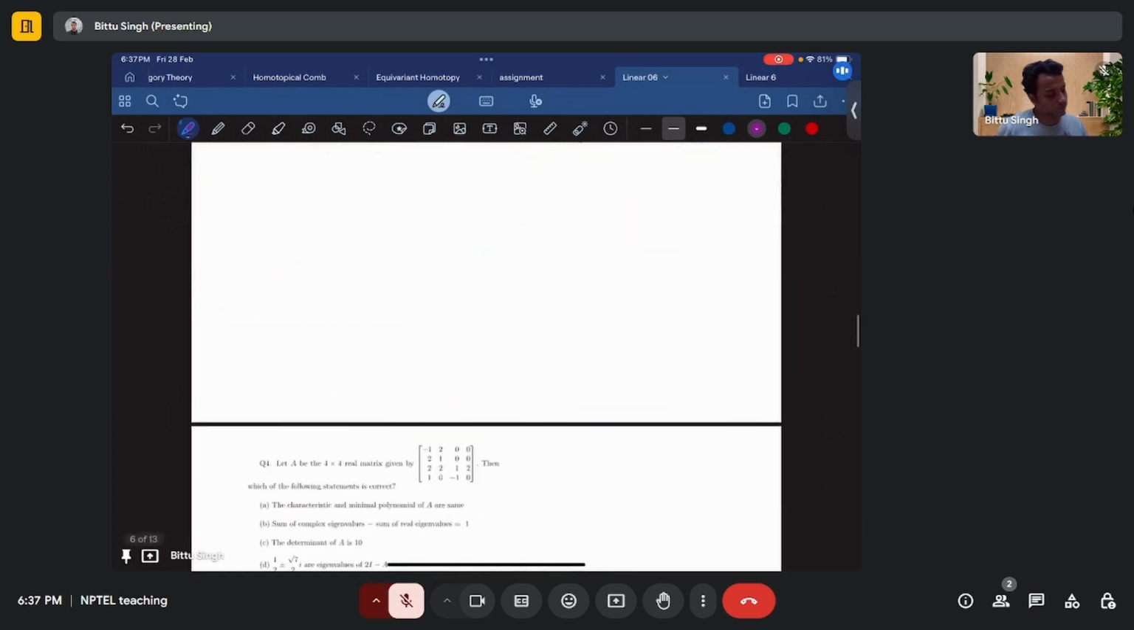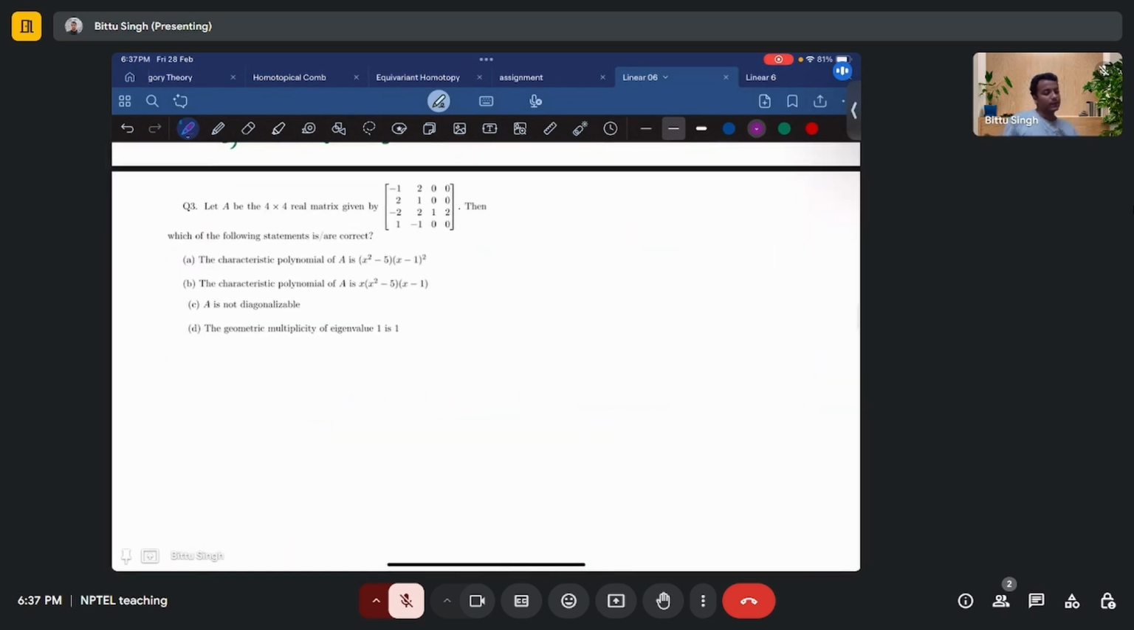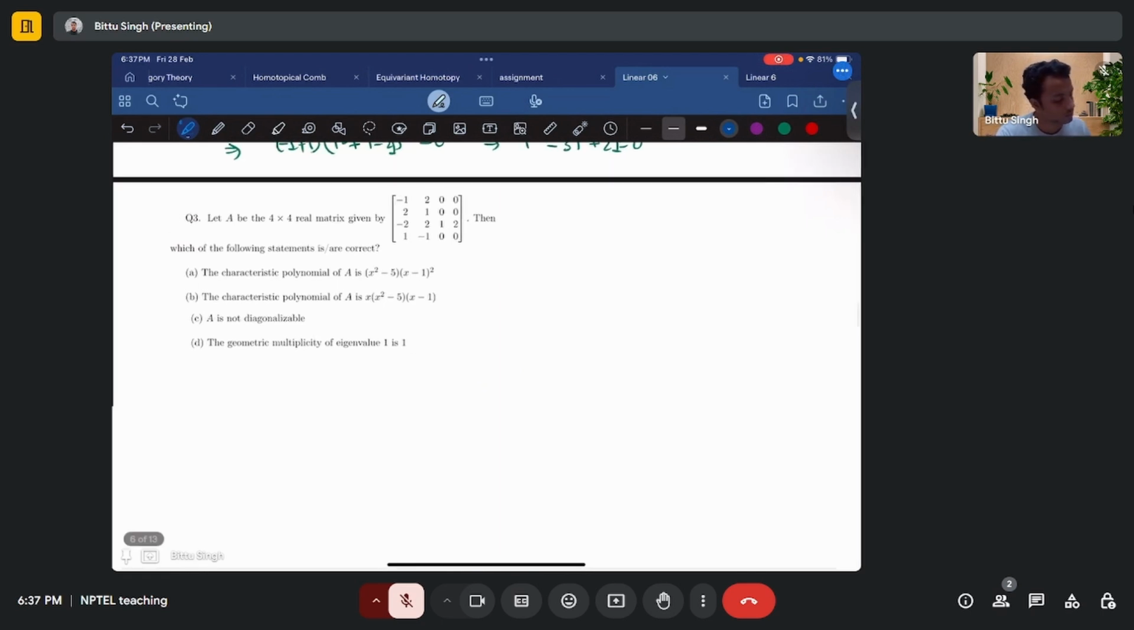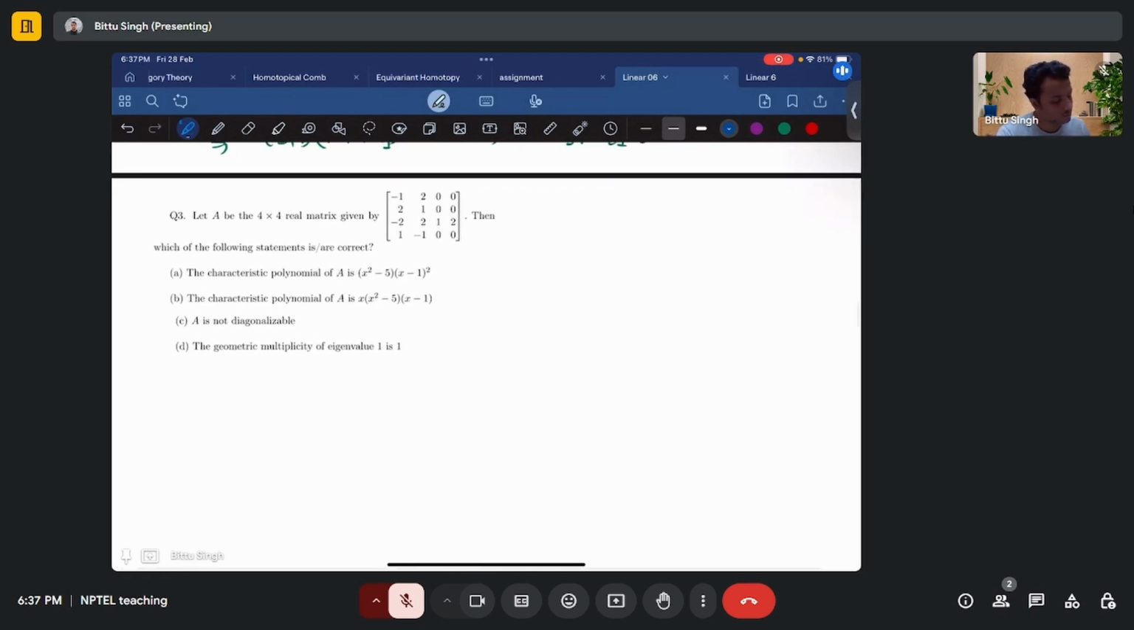Okay, so next, question number 3. Here is a 4 by 4 real matrix, and it is given by this equation. Then which of the following statements are correct? Okay, we need to find the characteristic polynomial.